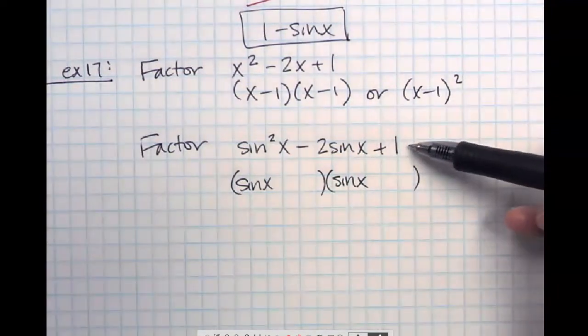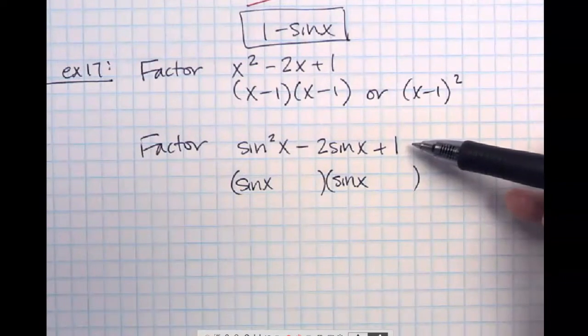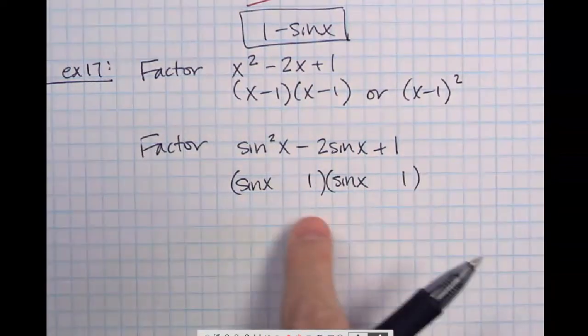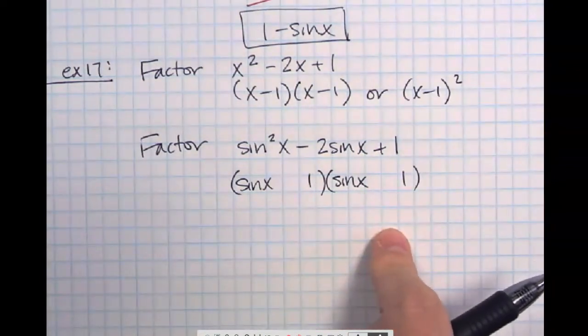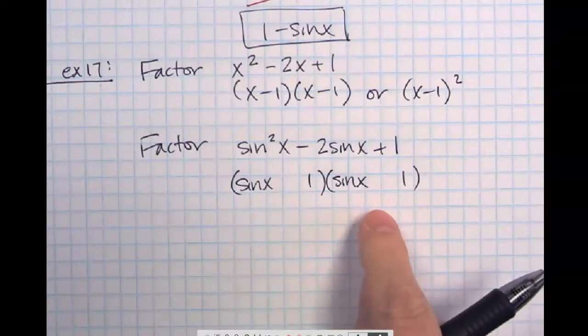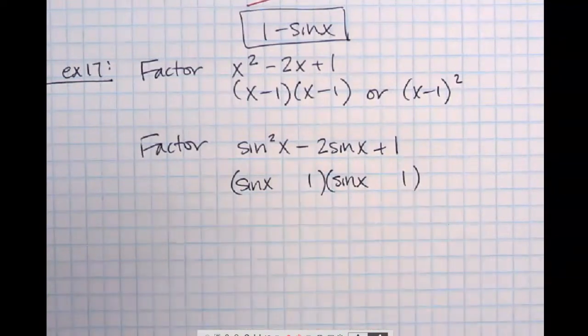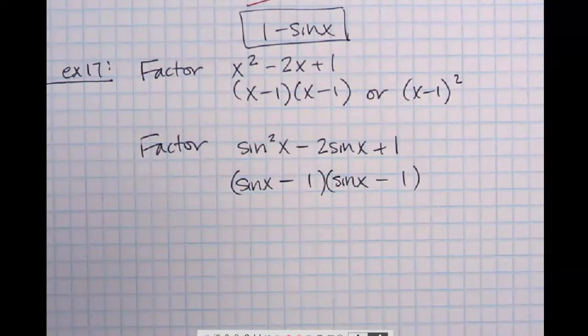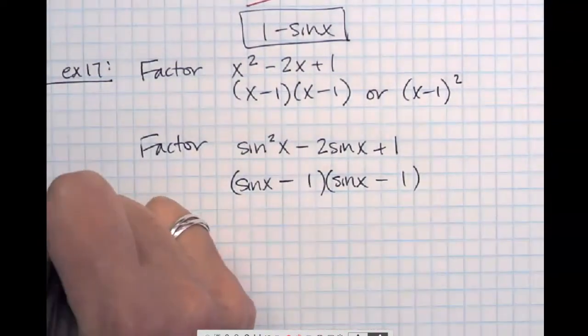Now go to the back end of it, the number. What two things do you multiply to get 1? You have no choice there, 1 and 1. Now think about your signs. What do they need to be so that when I distribute, I get negative 2 sine in the middle? They both need to be negative. If you're not sure if it's right, FOIL it out, distribute, and you'll know. So those are my factors. Question on that? We're going to be factoring things today, sometimes that have sinusoids in them. All right, let's look at 18.